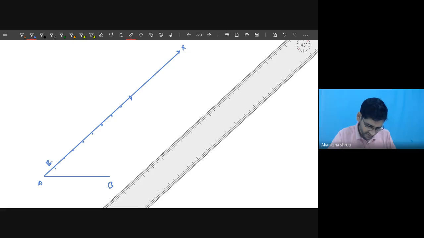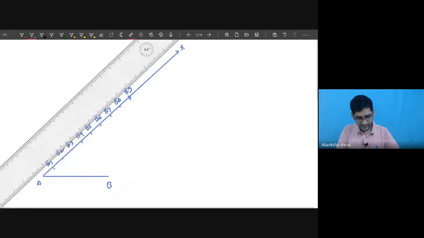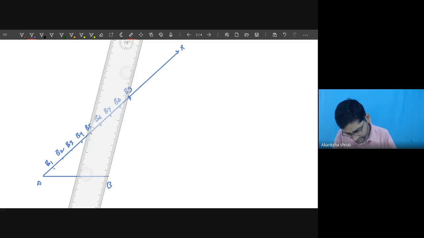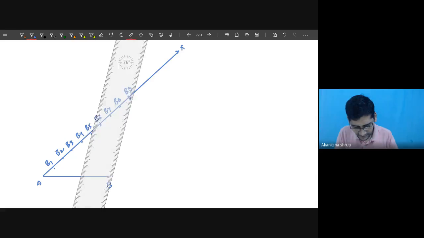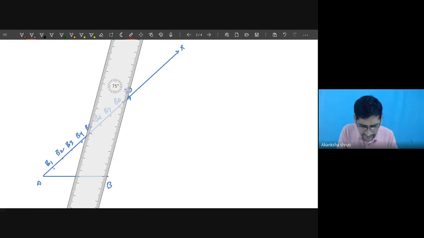So this way, this is our B1, B2, B3, B4, B5, B6, B7, B8, and B9. Then we have to join this B9 to B, that we have also done. This is making an angle of 76 degree. It is also showing on my scale. It is like this one.